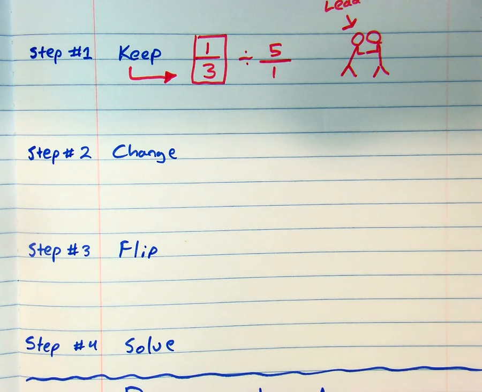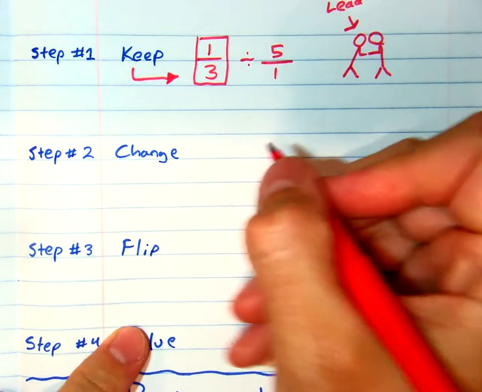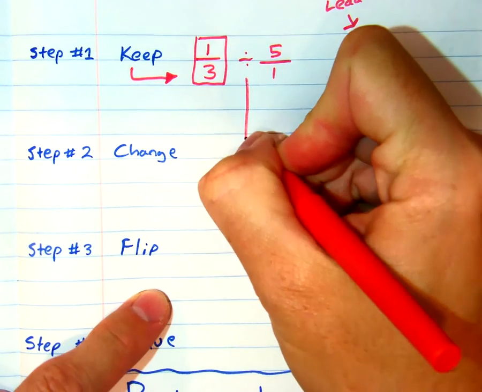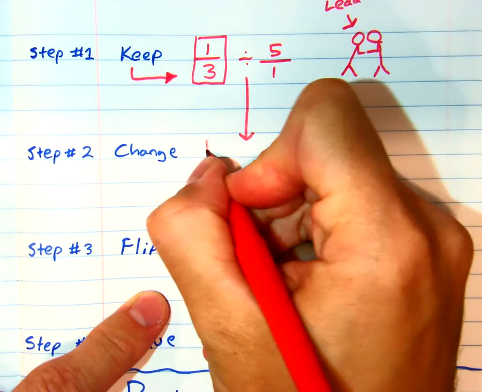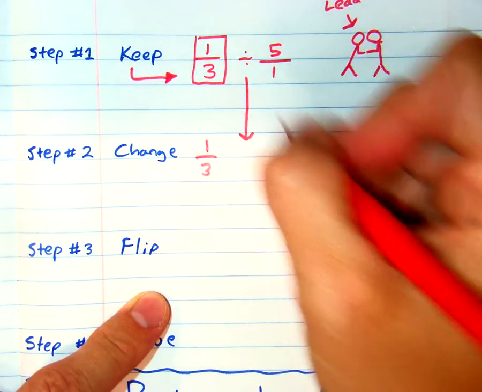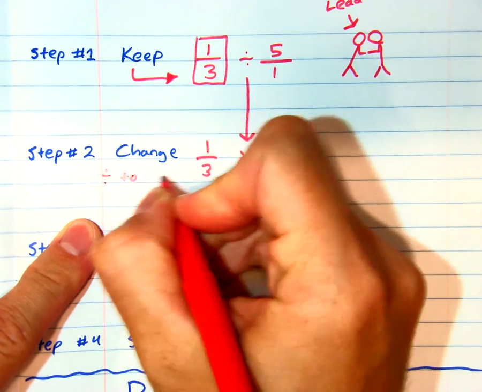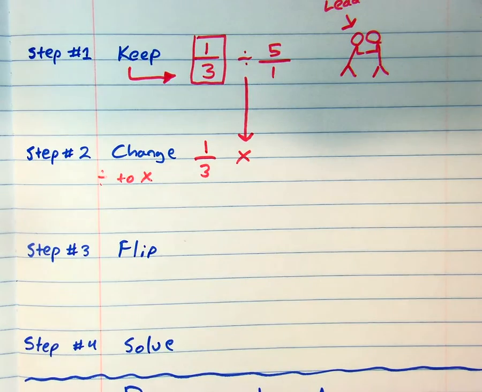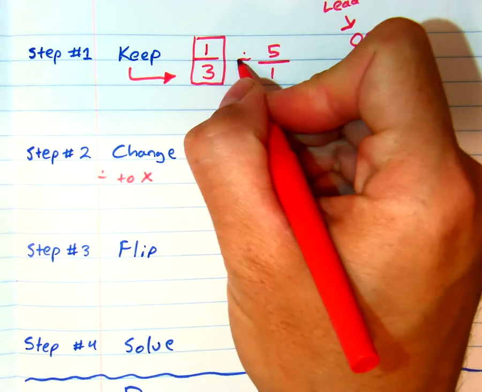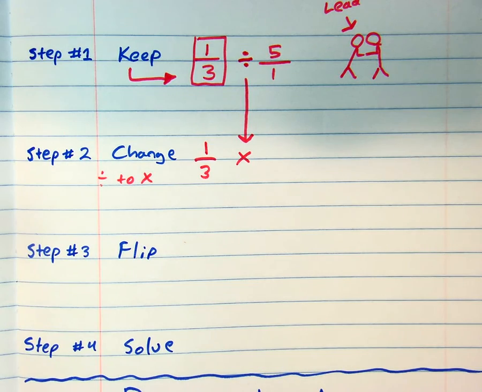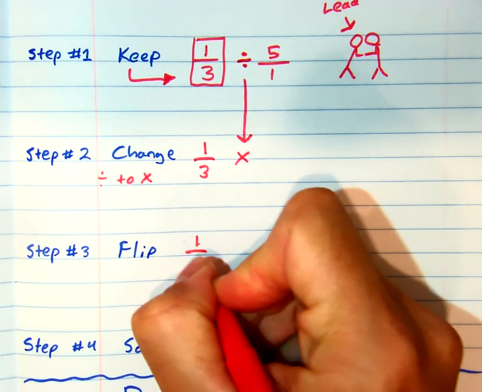Next up, we're talking change. We will change. So let's bring down that 1/3. What we're going to do is we're going to change division to multiplication. And last week we talked about inverse operations. The inverse or opposite of division is multiplication. All right? Next step, 1/3 times.